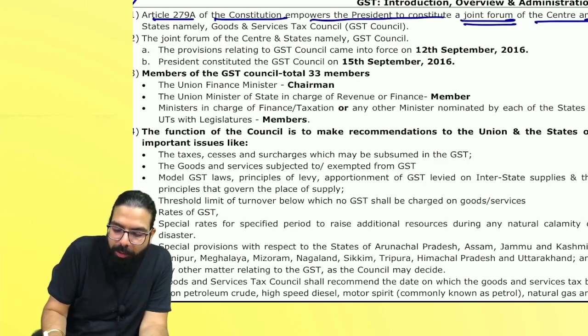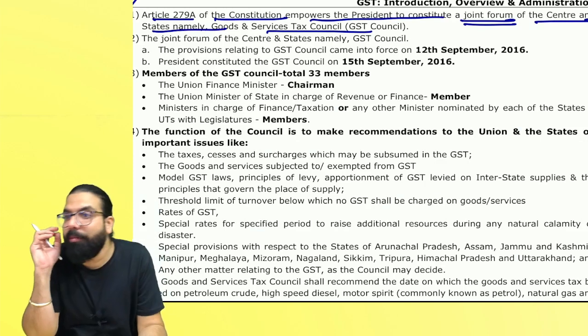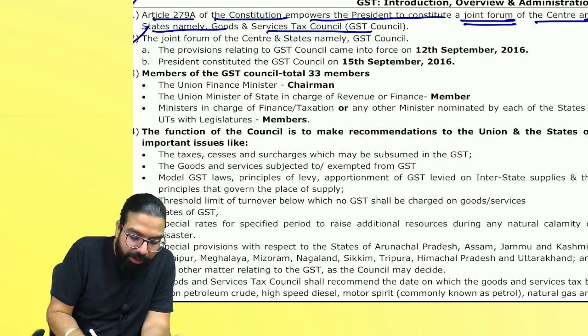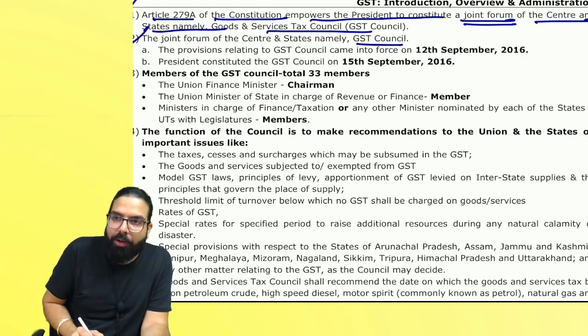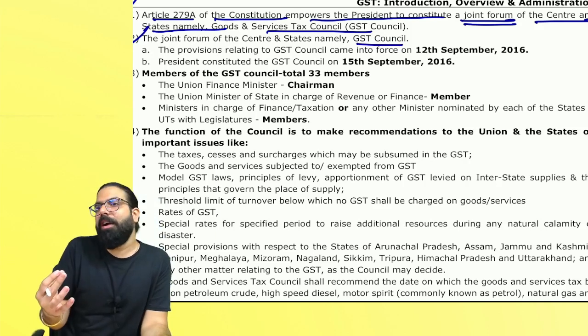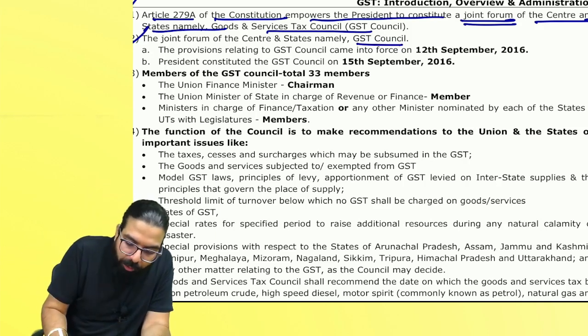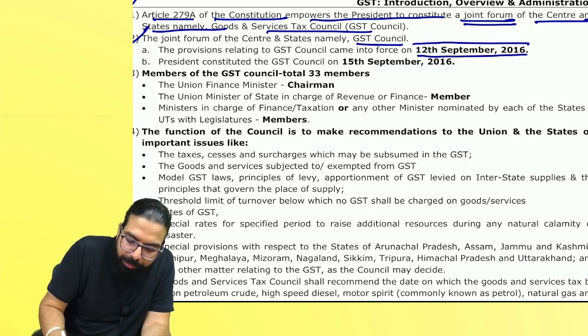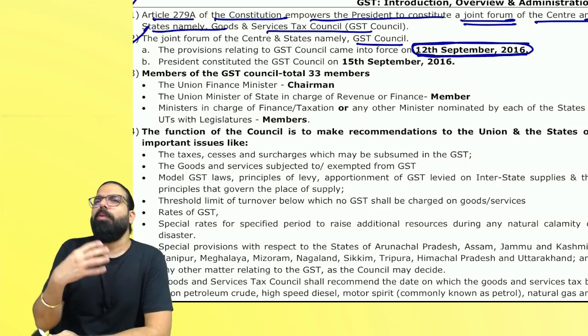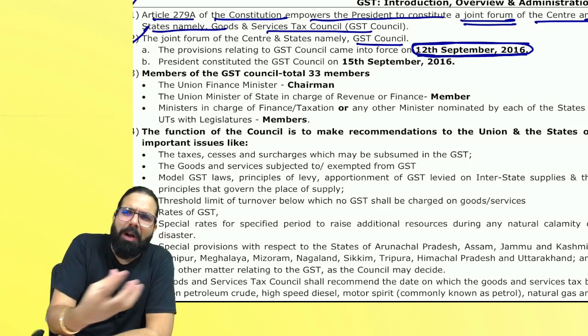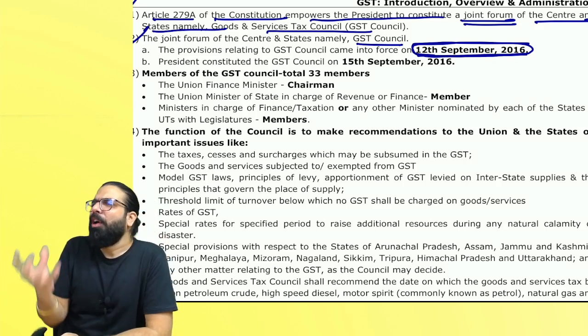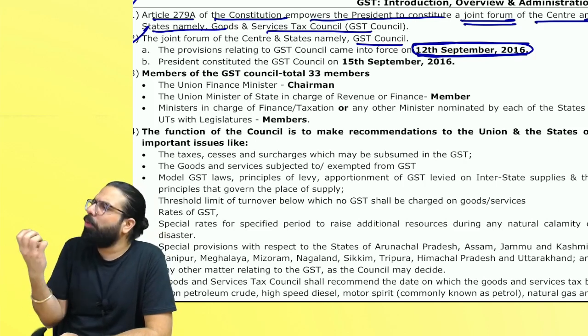Now, if you see over here, Article 279A of the Constitution empowers the President to constitute a joint forum of the Centre and the States, which is known as the GST Council. To create the GST Council, the various provisions, such as its functions and how it will be created, were made effective from 12th September.